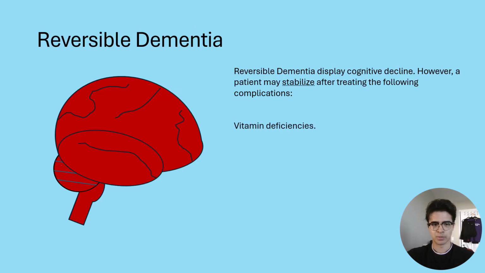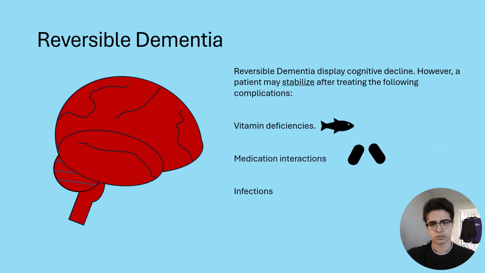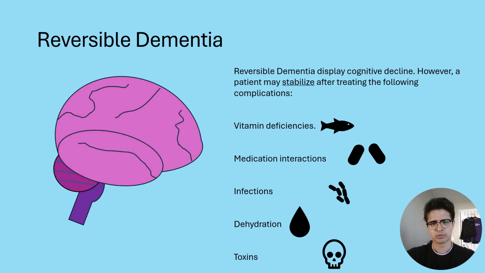So first we're going to talk about reversible dementias. Reversible dementia has the same sort of symptoms as the permanent dementias. However, they're caused by underlying and treatable conditions, such as vitamin deficiencies, medication interactions, infections, dehydration, and toxins. After these underlying causes are treated, the brain usually restores some, if not all, of its function.